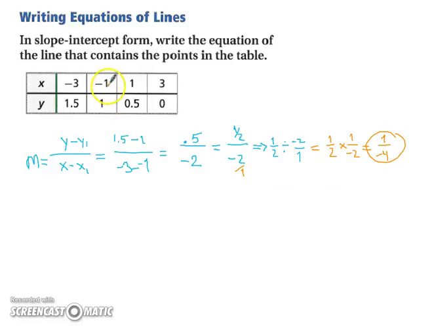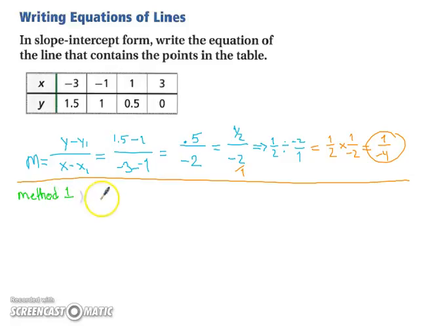It might have been easier to pick negative 1 and 1 as well, and 3 over 3 and 0. However, I wanted us to get a chance to practice with some fractions. Now, there are two methods that you can use to solve once you have your slope. So, method 1. Method 1 deals with using the point-slope form.